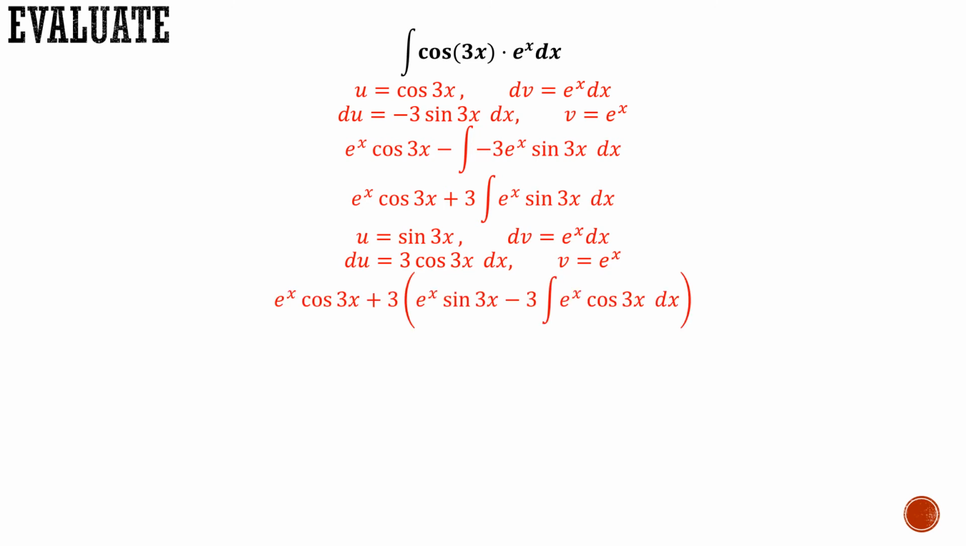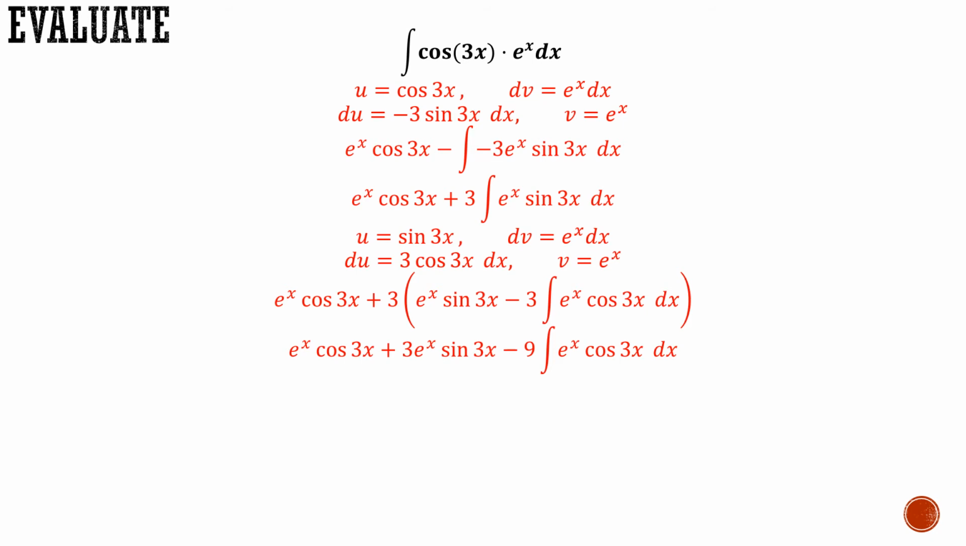I have e to the x cosine 3x plus 3, and then my formula, so parentheses, e to the x sine 3x minus 3, pulled out the 3, e to the x cosine 3x dx. Now, this integral again looks real familiar, but before I even mess with that, I'm going to go ahead and distribute in the 3 that's in front of my parentheses. So I have e to the x sine 3x plus 3 e to the x sine 3x minus 9 e to the x cosine 3x dx.